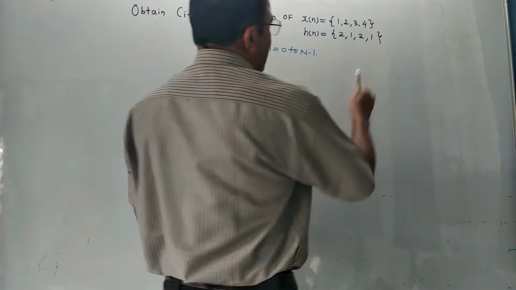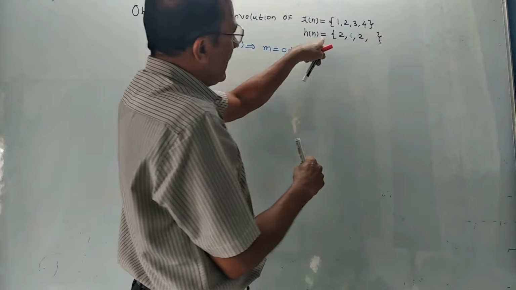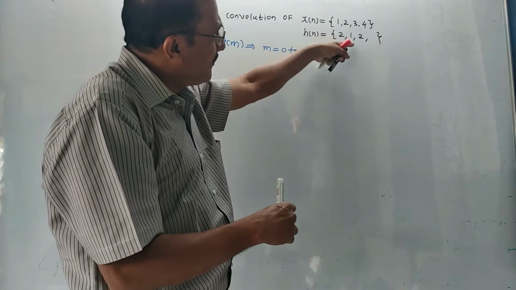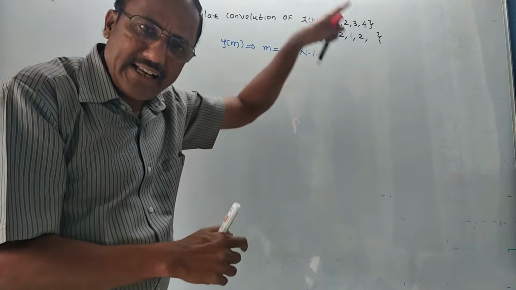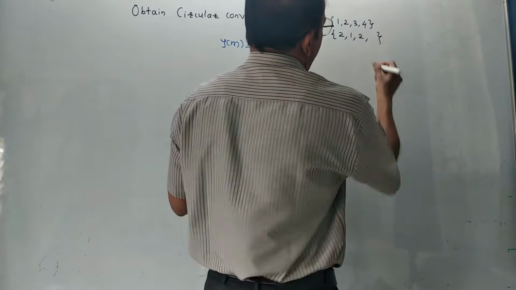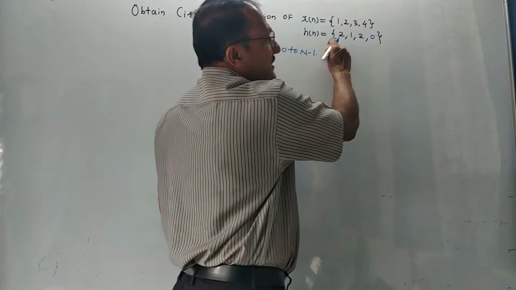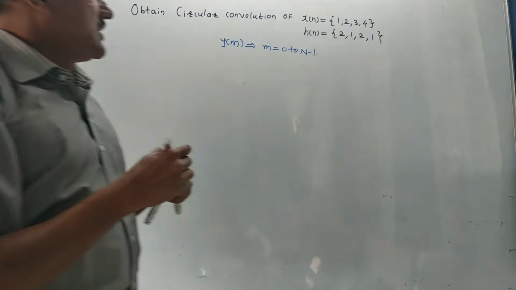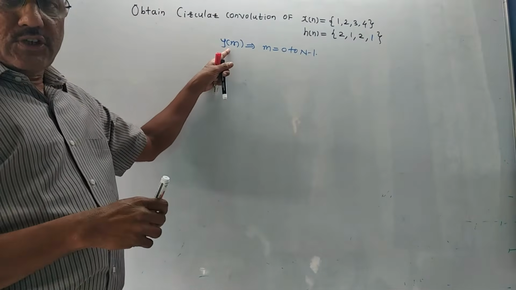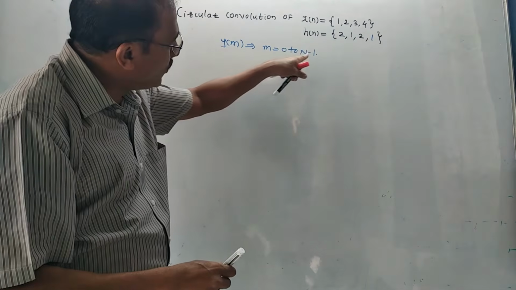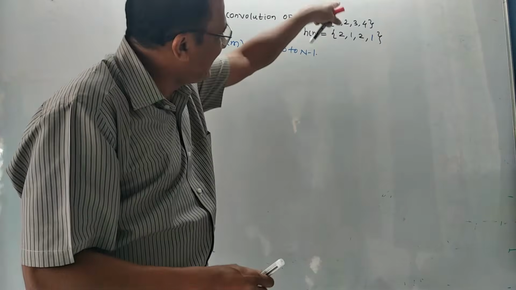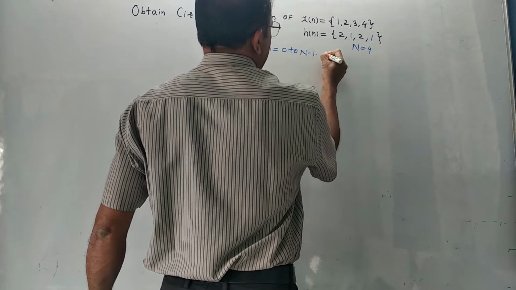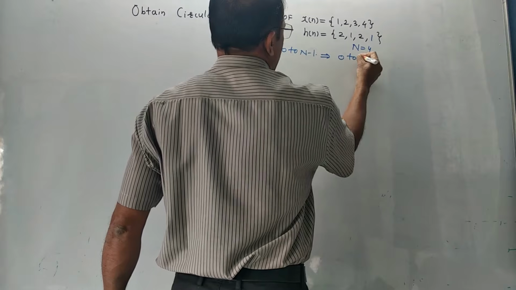Very simple rule. Suppose the given sequence x of n is 1, 2, 3, 4 and h of n contains only 3 samples. We have learned it in earlier videos. If the number of samples is different, then to adjust the length, you need to add zeros. So I would have added 0 over here to make its length the same as x of n. Presently, there are 4 samples in each sequence. Now, the result of circular convolution is y of m, range of m is 0 to N minus 1. N means the number of samples contained in each sequence. So the value of capital N in this case is 4. That means the range of m will be 0 to 3.